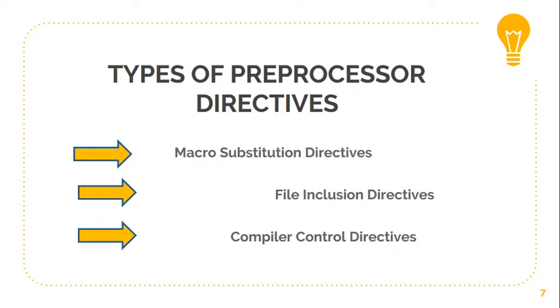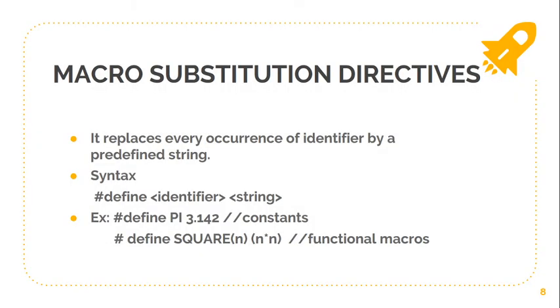Let's see them one by one. First let's go with the macro substitution directives. Macro substitution means it replaces every occurrence of an identifier by a predefined string. It is going to replace an identifier with a predefined string. In short, I can say identifier is equal to predefined string.